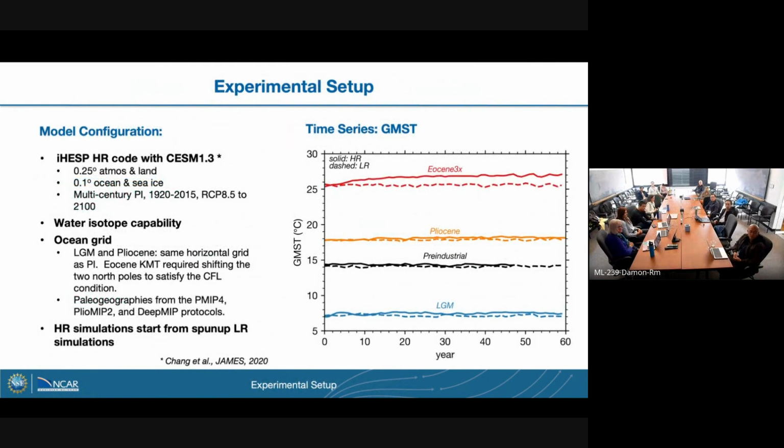For the ocean grid, since the grids are very much sometimes tuned or adjusted, we actually adopted the same ocean grid for the LGM and Pliocene for the Eocene because of the continental configuration. This is a tripolar grid. We had to move the 2 north poles, or rather Jean had to remove them. Everything else, paleogeography, vegetation and such, follow the PMIP4, PLIMIP2, and DeepMIP.